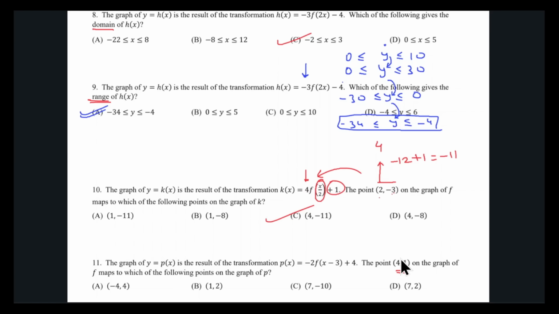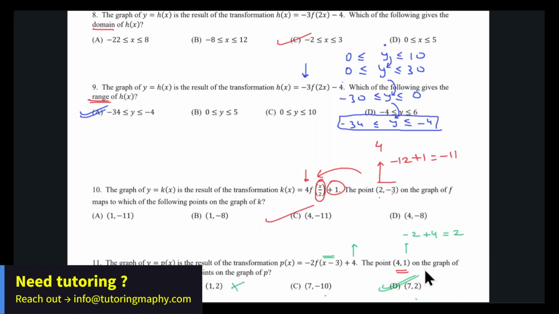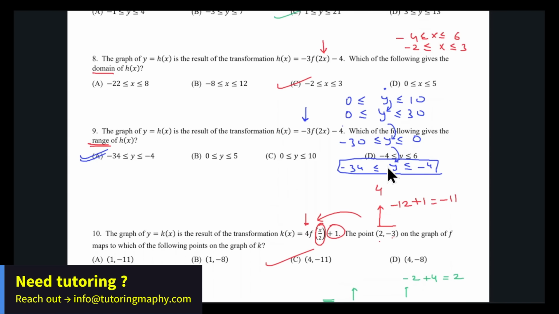So first off, 4 is going to change by moving 3 units to the right because this is x minus 3. So 4 is going to become 7. So obviously A and B are not possible. And then 1 is going to be multiplied by negative 2, so it will become negative 2, and then you add 4 to it because that's a vertical translation. So 2 is the y coordinate, so 7 comma 2 is the final answer.